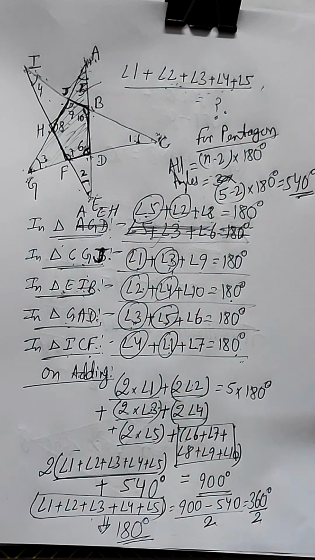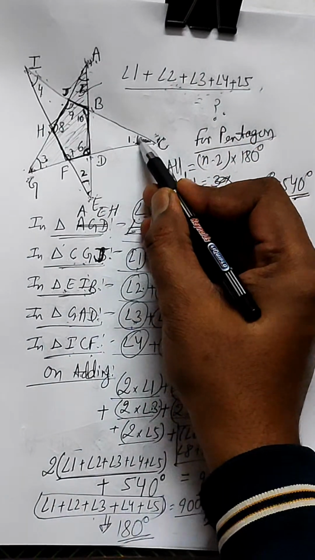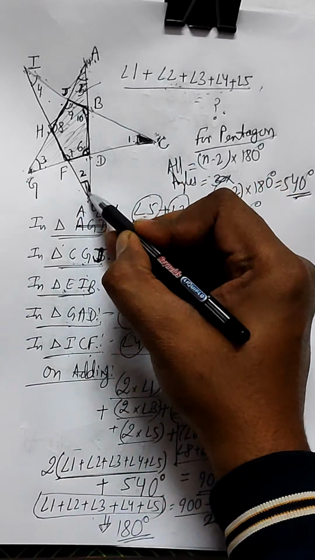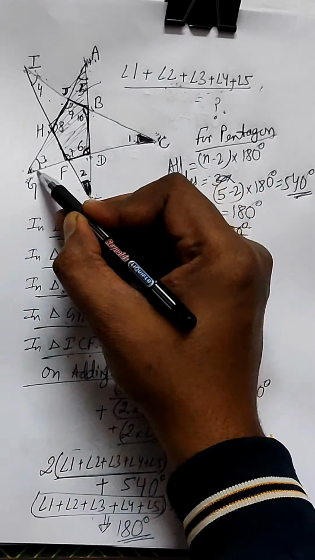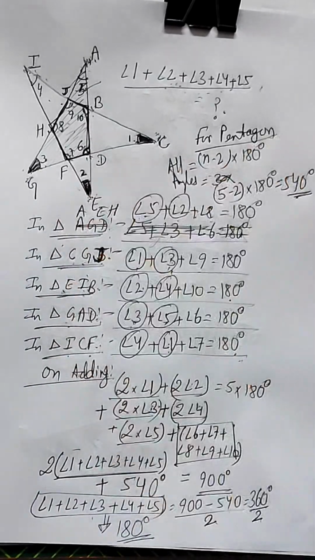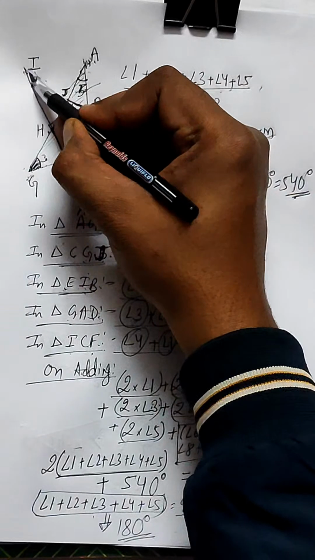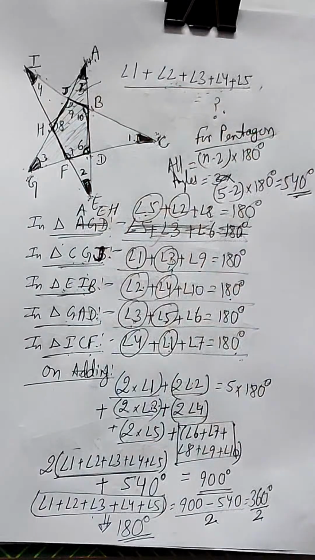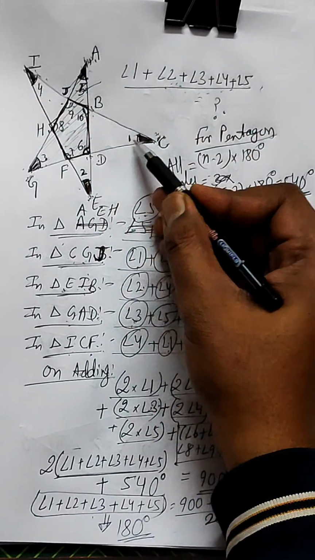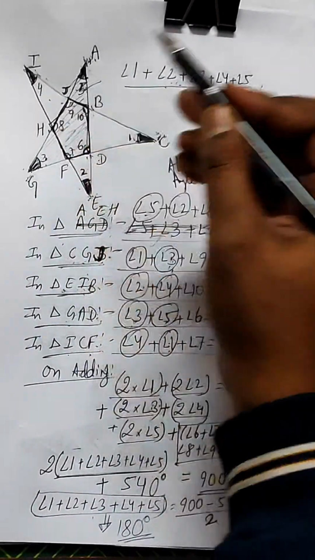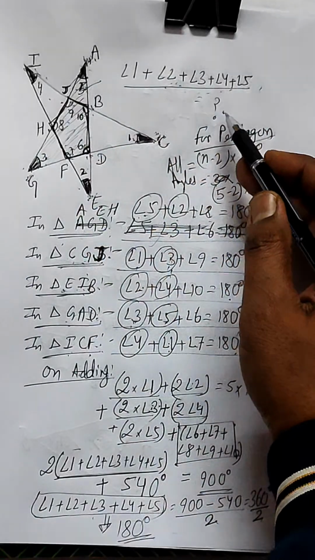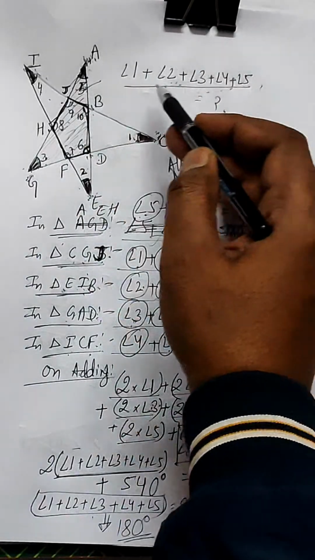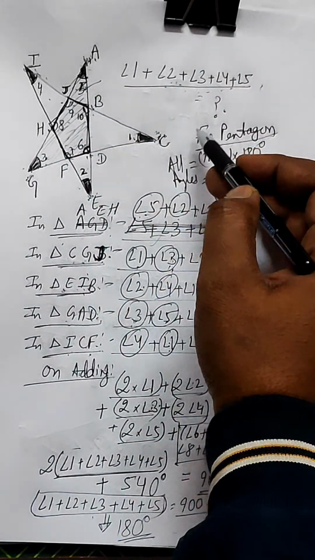We need to find the value of angle 1, angle 2, angle 3, angle 4, and angle 5. I have put the numbers here: 1, 2, 3, 4, 5. We need to find out the value of these 5 angles. The sum of all these 5 angles, 1 plus 2 plus 3 plus 4 plus 5, is equal to how much?